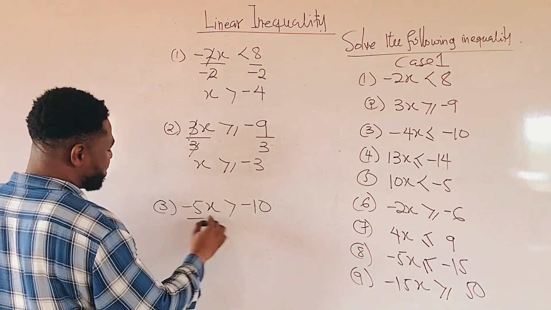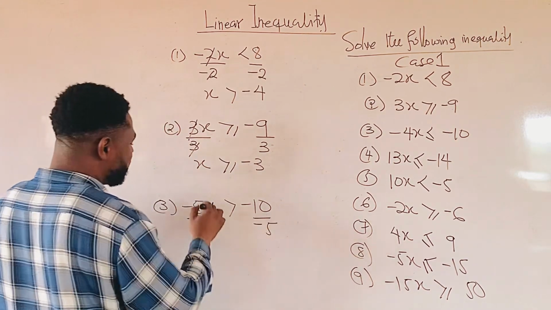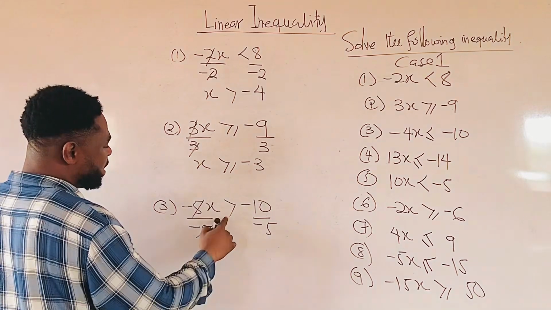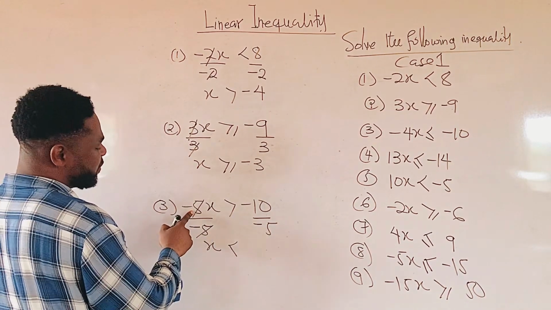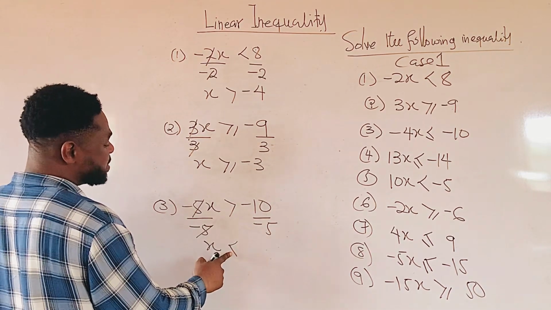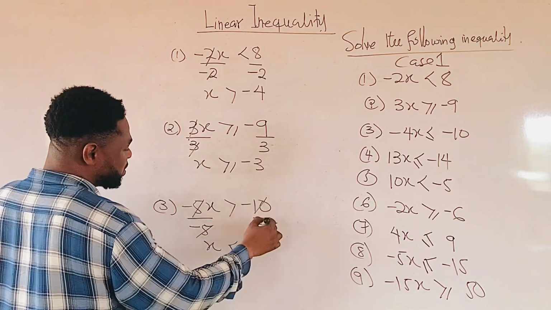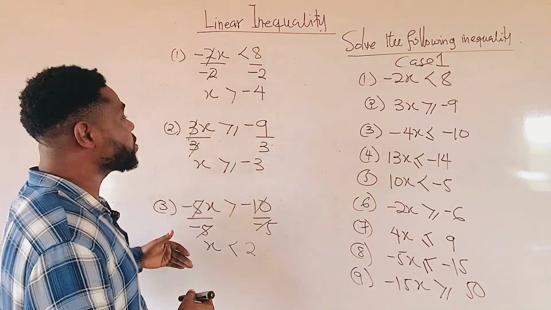Let us look at number 3. As we divide through by our negative 5, mathematically, the inequality sign must change because the coefficient is negative 5, alright? And this is greater than, so it must change to less than 2, alright? Because this will cancel this. So this is how we can simplify these questions on the board.